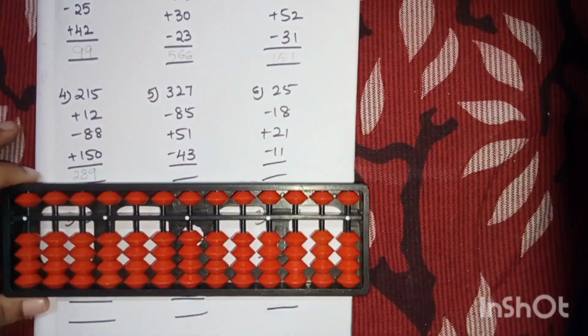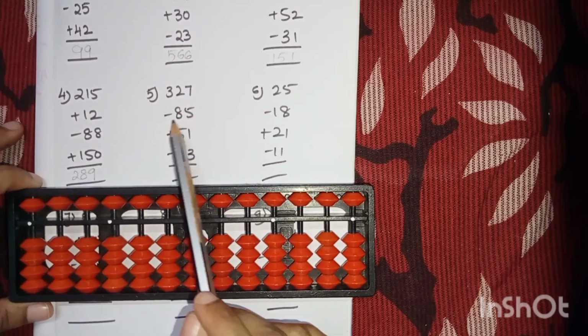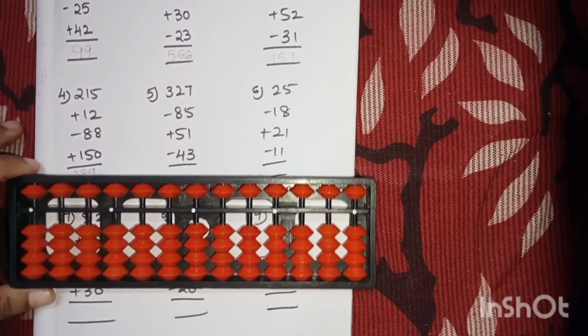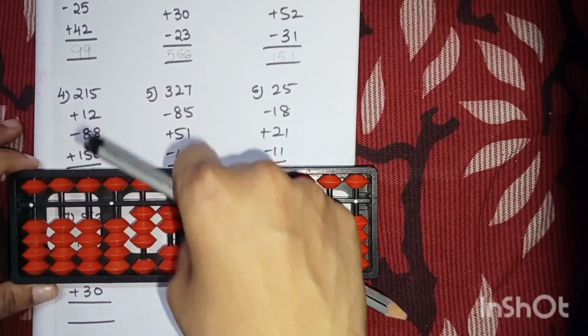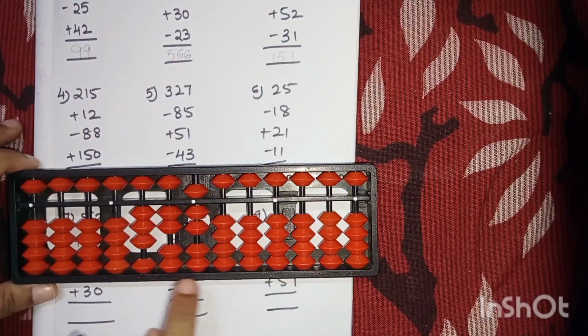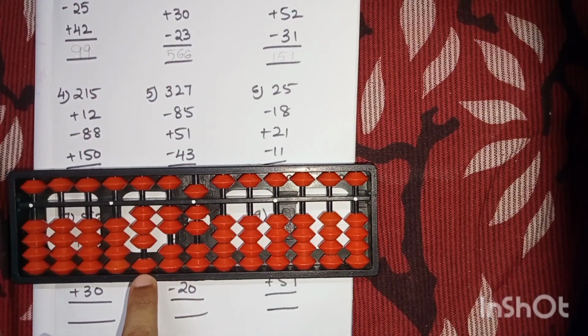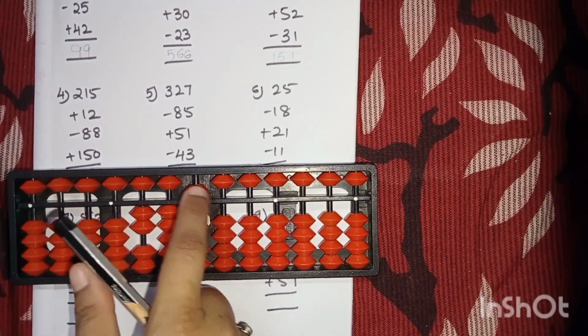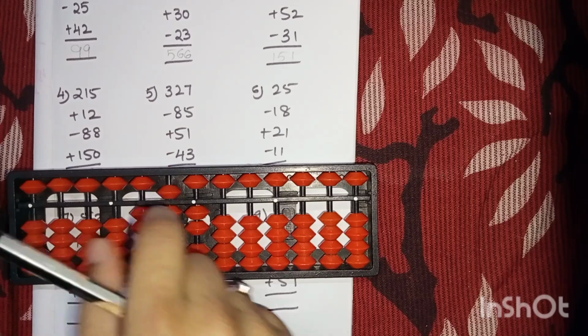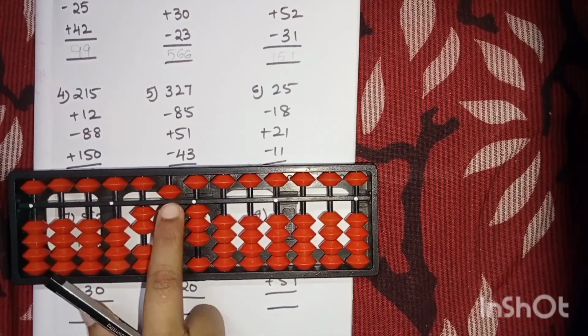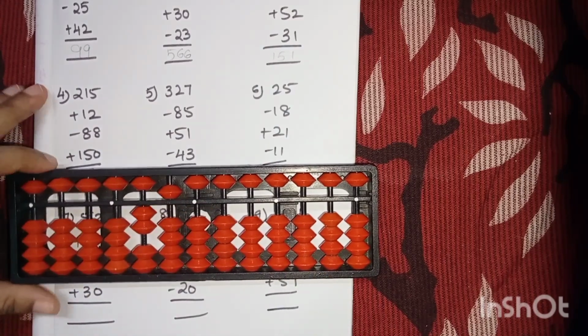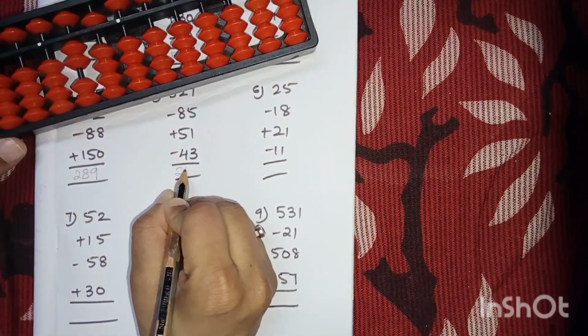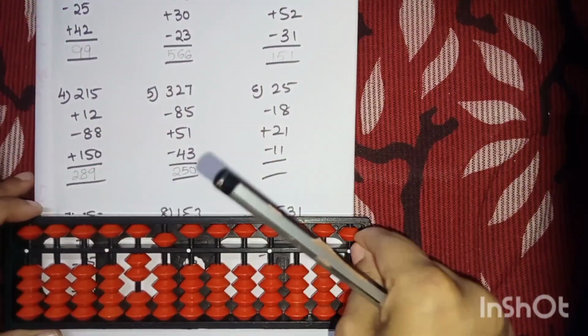Okay, next clear the scale. 327 minus 85 plus 51 minus 43. 327 minus 85. Minus 80 is not available in the tens place rod. So what you have to do, you have to take big friends formula. Minus 100 plus 20 and minus 5. Next plus 51 minus 43. So what is the answer? 250.